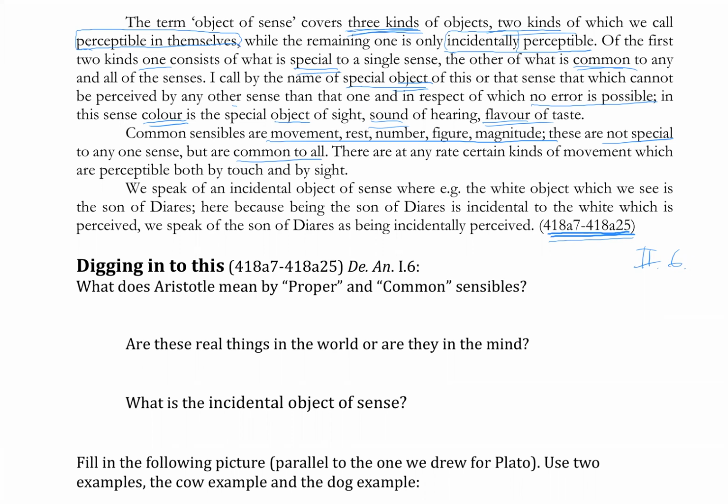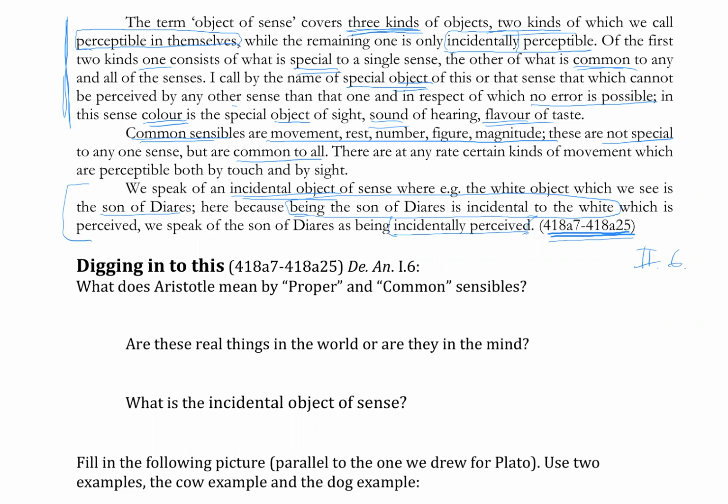We speak of an incidental object of sense, where, for example, the white object which we see is the son of Dares. Here, being the son of Dares is incidental to the white, which is perceived. We speak of the son of Dares as being incidentally perceived. So we're going to want to reflect on this. But let's begin with the proper sensibles.